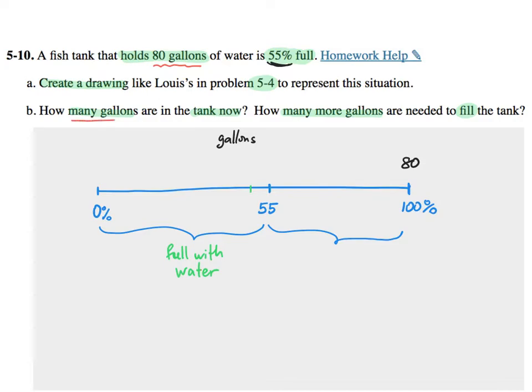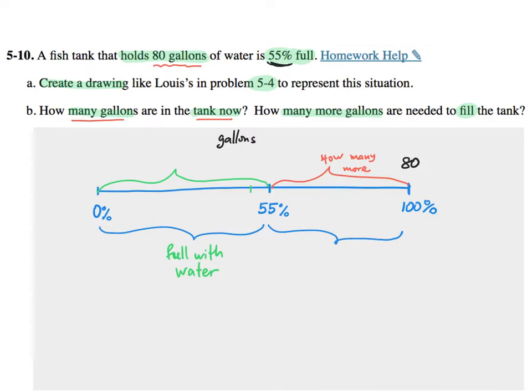So let's go back to the question. It says how many gallons are in the tank. So the first part that I marked, it says full with water. That means if I find the distance over here, that's the same part as a number, then that will be in gallons. So that's what they're asking me to do. So 55 on the bottom is not gallons, so let me write that as percent. And then after that, we can say, well, how many more gallons are needed? That will be for how many more? So looking at the whole thing, we have 80 as a number.